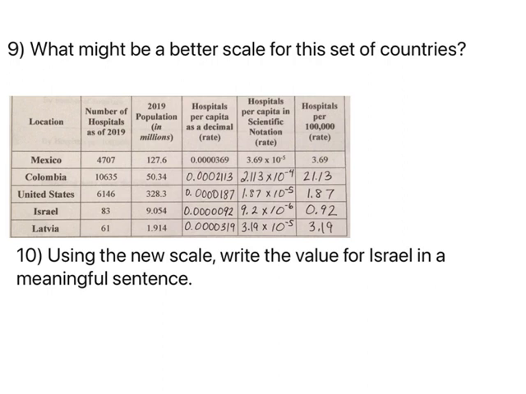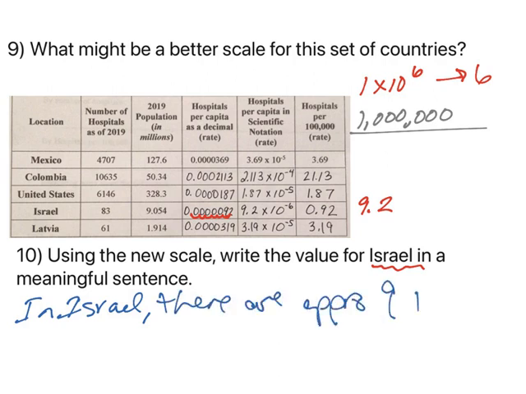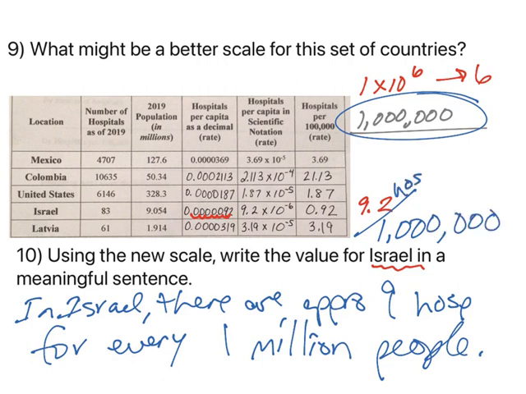So now let's go to what might be a better scale. Maybe we say, because of Israel, maybe we should go to 1 million. Well, 1 million is 1 times 10 to the 6th. So that means we're going to move the decimal to the right 6 places. And we're talking about Israel here, so let's move it 6 places, which means we have 9.2. So in a meaningful sentence, we could say, in Israel, there are approximately 9 hospitals for every 1 million people. That's what that means, because now our rate is 9.2 per 1 million. Hospitals in the numerator, people in the denominator. That is the idea of the scaling.